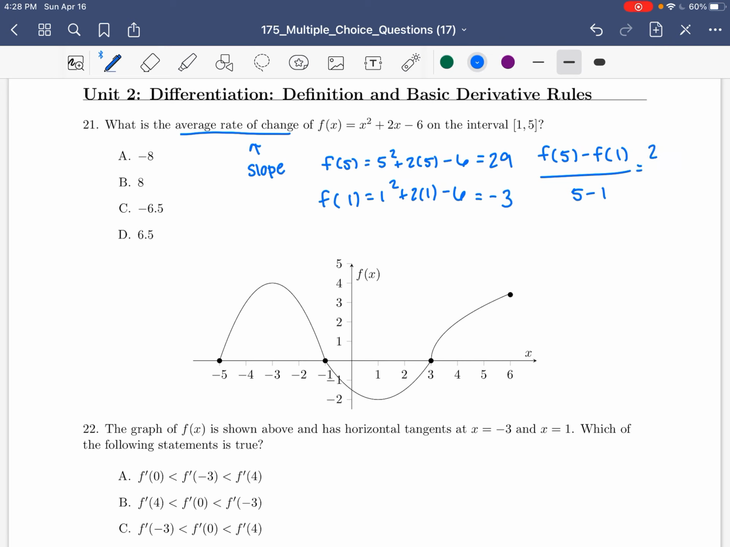So when we plug those in, we're going to have 29 minus negative 3 over 4. Minus a negative becomes a plus. So this is really equal to 32 over 4, which we know is equal to 8. So B.